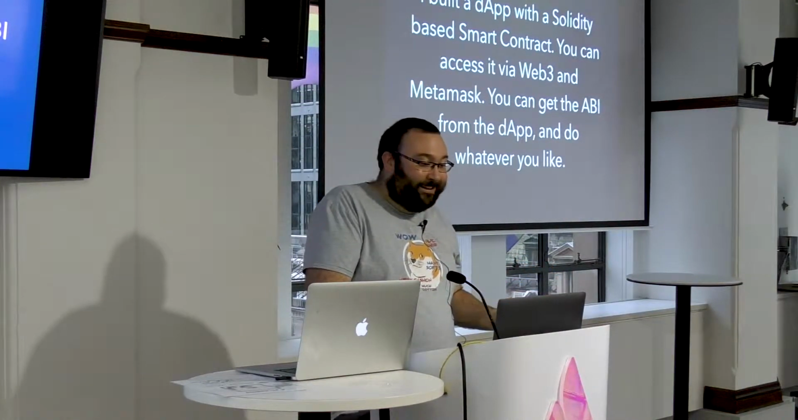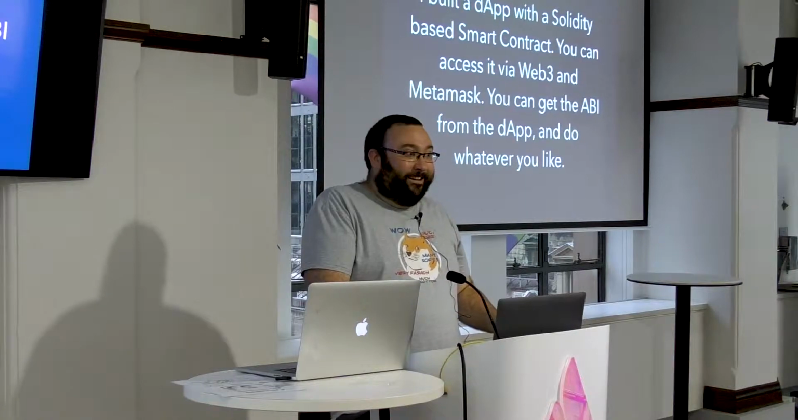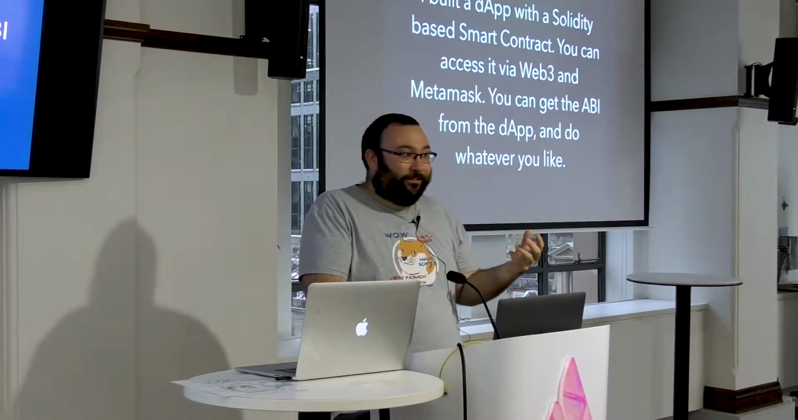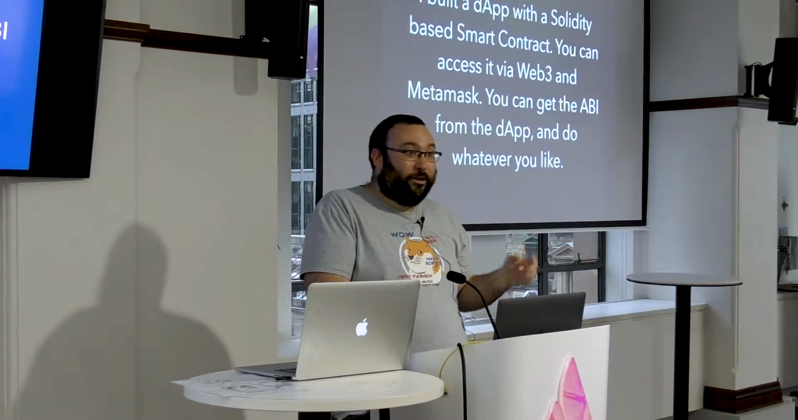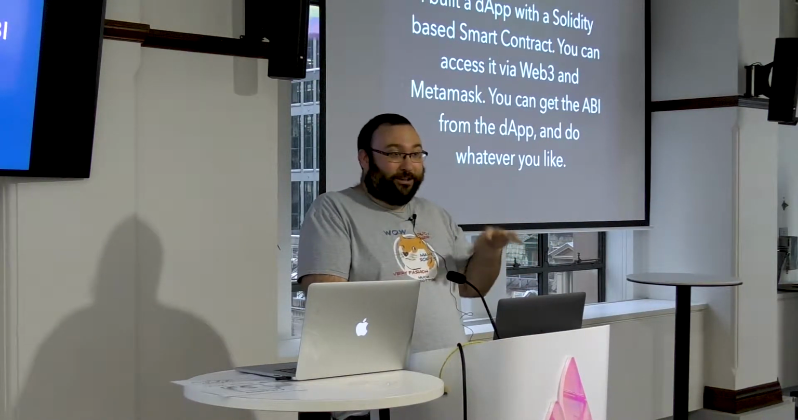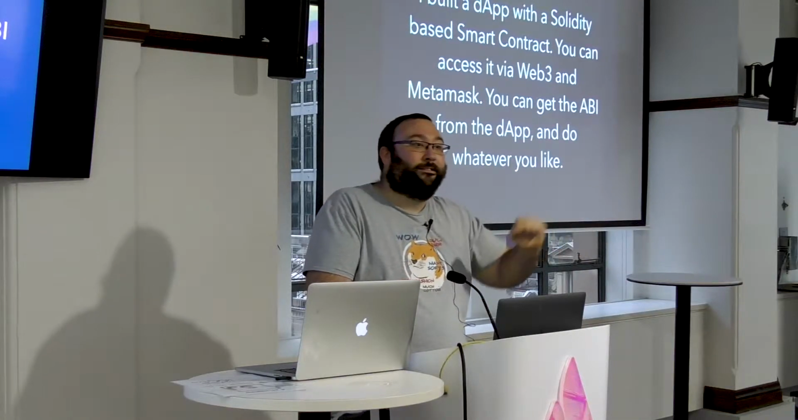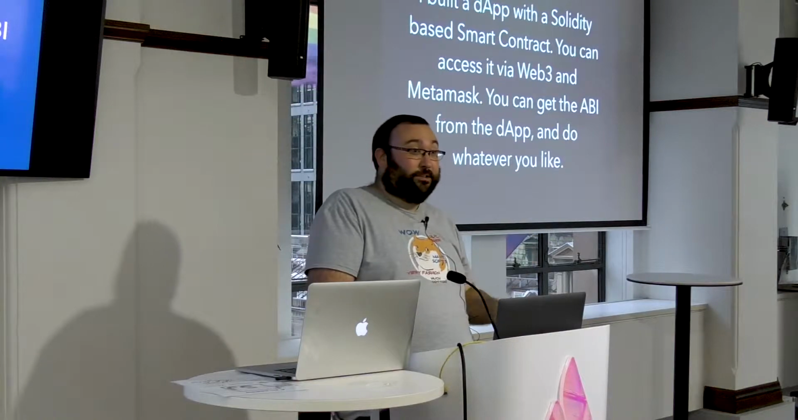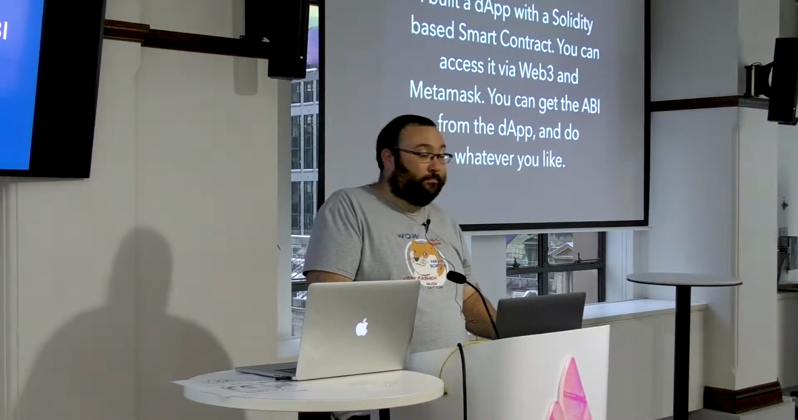Yeah, got it? Wait, I blacked out for the ABI. So the ABI is like an API, but at a binary level, so that you know how to talk to the smart contract. Web3 is a library in JavaScript that lets you talk to the blockchain. MetaMask has Web3 built into it, just to really add more confusion.